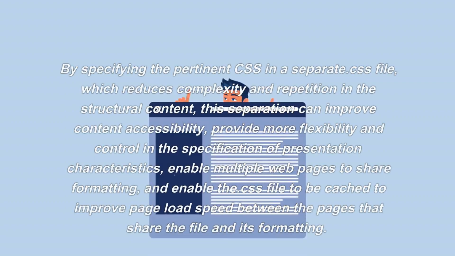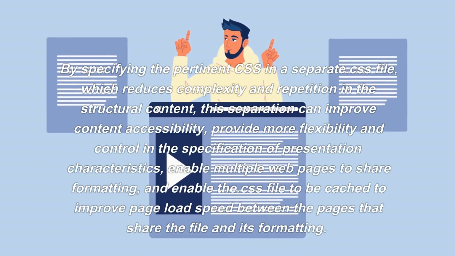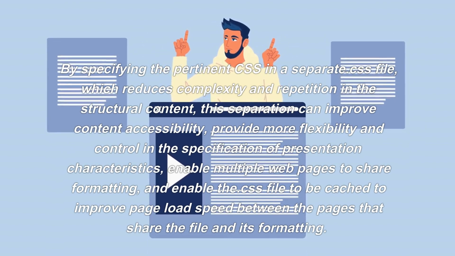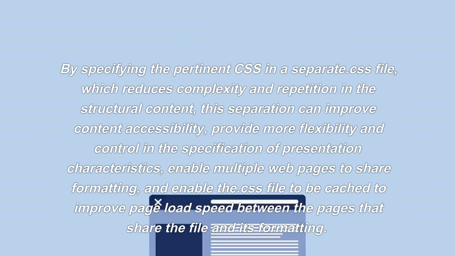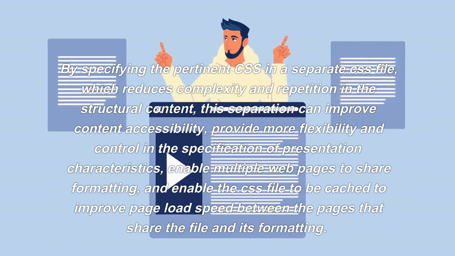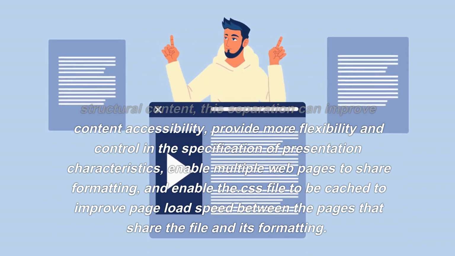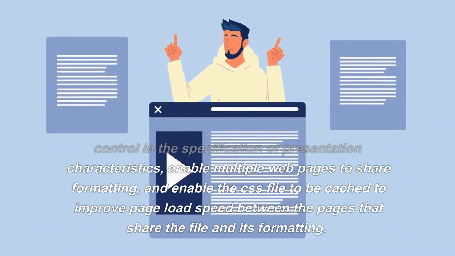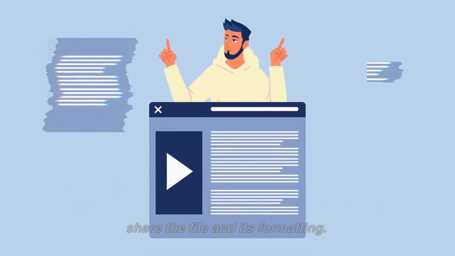By specifying the pertinent CSS in a separate .css file, which reduces complexity and repetition in the structural content, this separation can improve content accessibility, provide more flexibility and control in the specification of presentation characteristics, enable multiple web pages to share formatting, and enable the .css file to be cached to improve page load speed between the pages that share the file and its formatting.